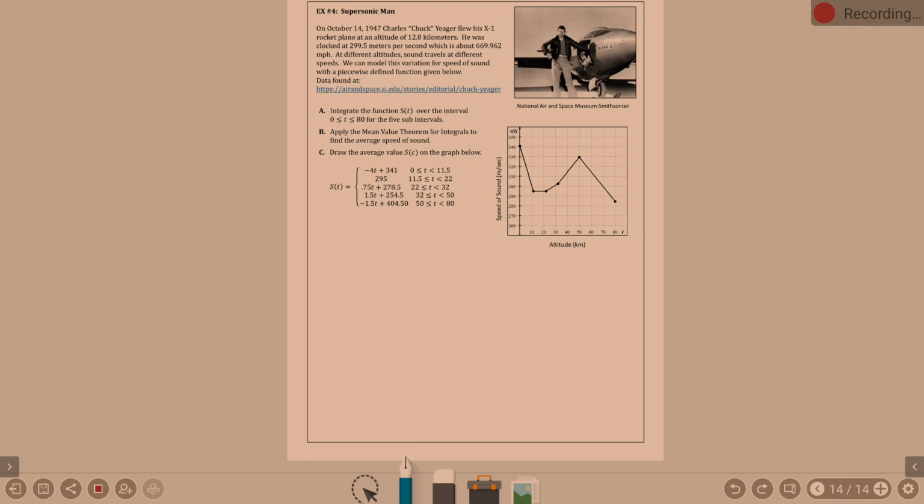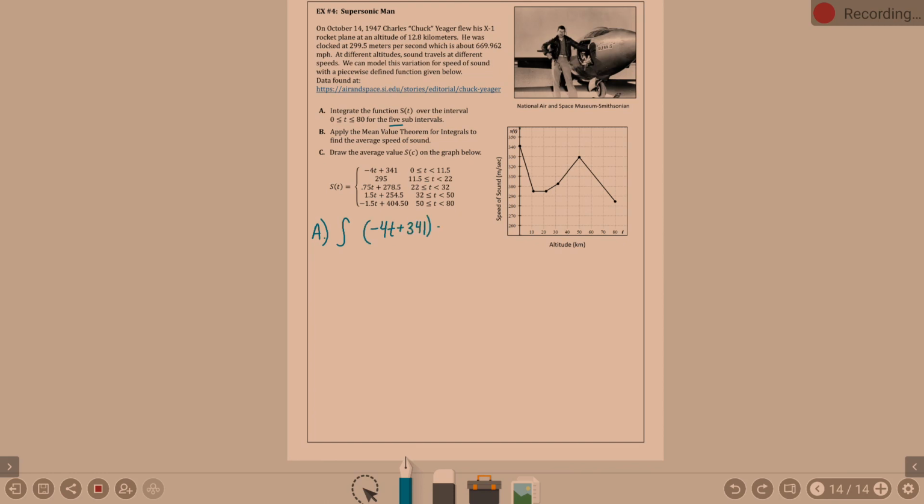A, integrate the function S of t over the interval 0 to 80 for the 5 subintervals. Notice it says for 5 subintervals. How many integrals am I doing? 5, because it's a piecewise function. So what's the first one? Negative 4t plus 340. We're going to integrate negative 4t plus 340 dt.